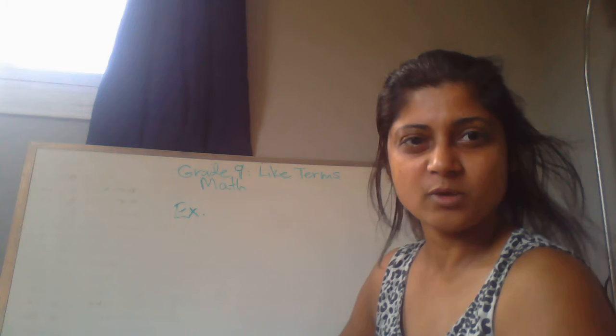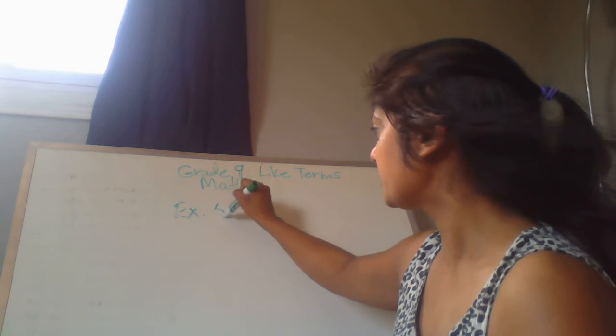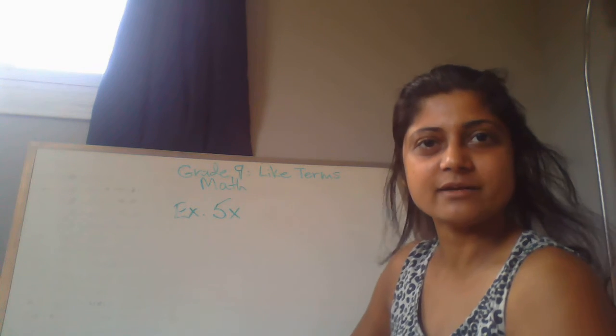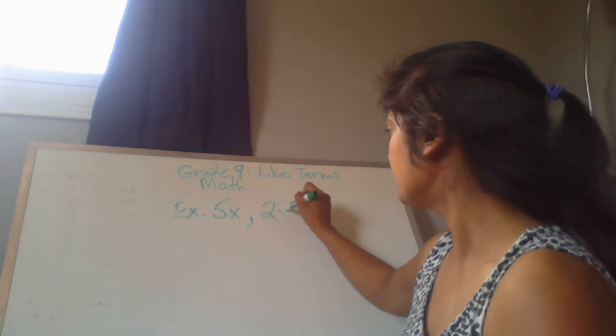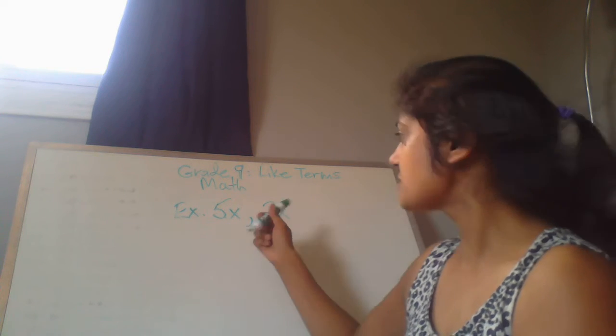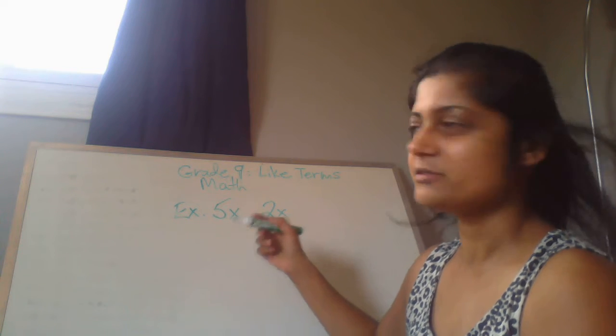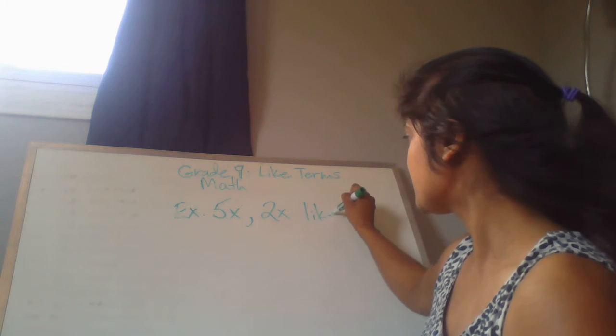You're looking at one number, and say the number is 5. I'm going to put an x beside it like this, okay? And say I have another number with an x. Now, because both of these numbers have x here, these are going to be like terms.